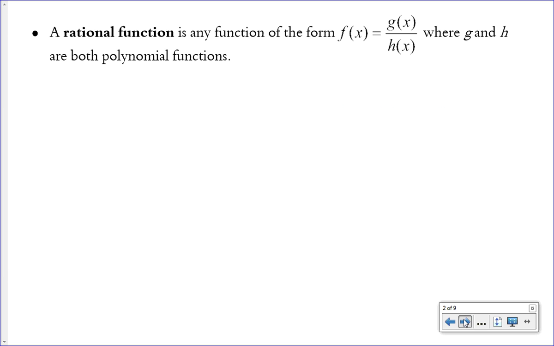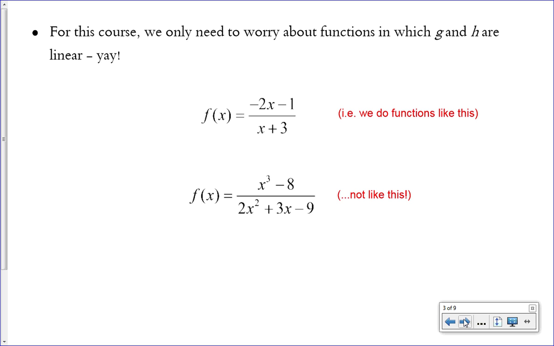x in them. Luckily for this course at this point, we only need to worry about functions in which g and h are both linear. So as you can see on this example, the one at the top is 2 linear functions, one on top and one on bottom. The second example is a polynomial on the top that's x to the 3rd power. The denominator is x squared. We're not going to deal with functions like that just yet in this course. So today we're just dealing with ones where it's a linear function on top and on bottom. A little bit simpler, but they still do both have x on top and bottom. So the rules are going to be a bit different.